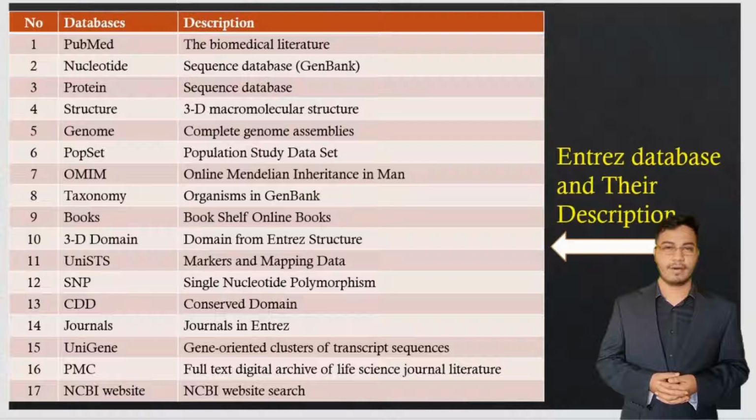SNP for single nucleotide polymorphism data. CDD for conserved domains. Journals for journals in Entrez. UniGene for gene-oriented clusters of transcript sequences. PMC for full-text digital archives of life science journal literature. NCBI website for NCBI web search.